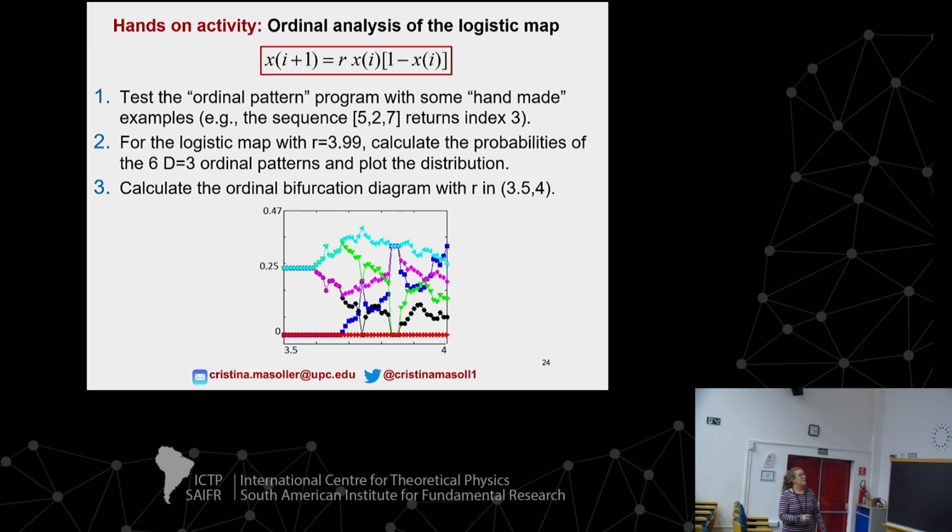So basically, the plan is to simulate this. This is easy. Start with an initial condition, get the next value, and so on. So you have a time series, and then apply the algorithm to calculate these probabilities. Make sure that the pattern 210 does not occur, and then change the control parameter and do the bifurcation diagram.